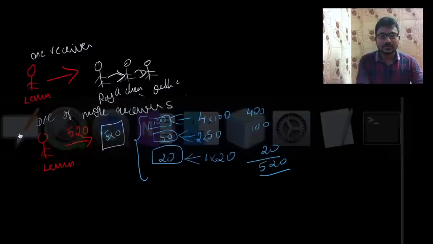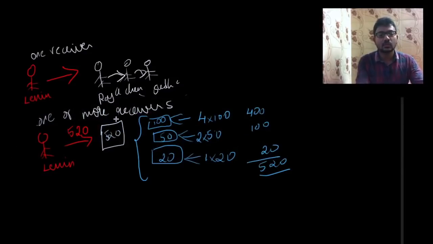Another example is one or more receivers handling the request at the same time. For example, suppose Lennon is visiting an ATM machine and he is trying to withdraw 520 rupees. That 520 rupees would be handled by 3 receivers at the same time: a 100 rupees receiver, a 50 rupees receiver, and a 20 rupees receiver. The 100 rupees receiver will try to pick the number of 100 rupees notes, the 50 rupees receiver will try to pick the number of 50 rupees notes, and the 20 rupees receiver will try to pick the number of 20 rupees notes.